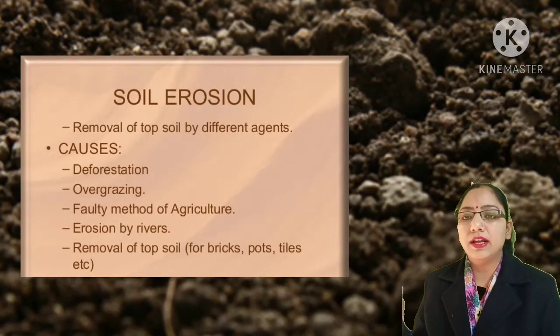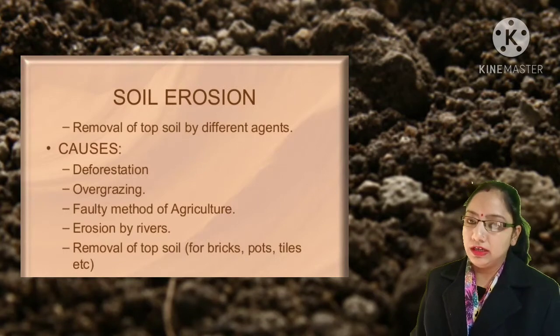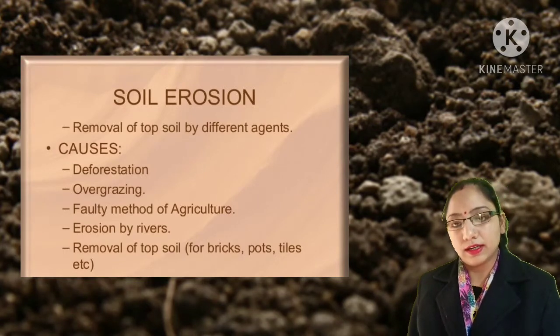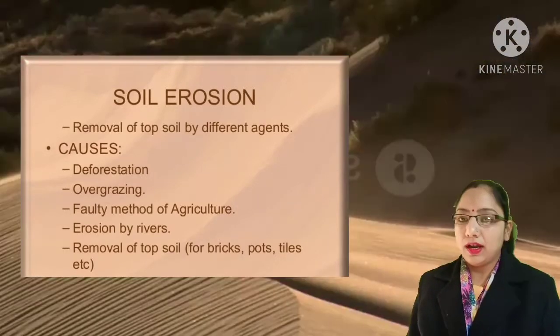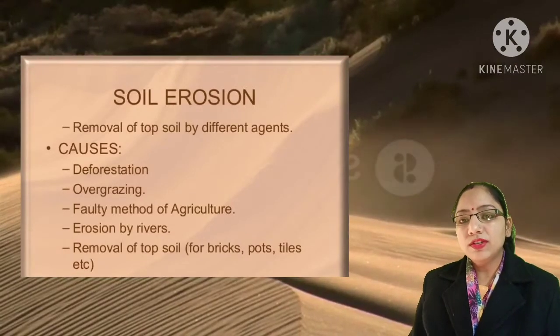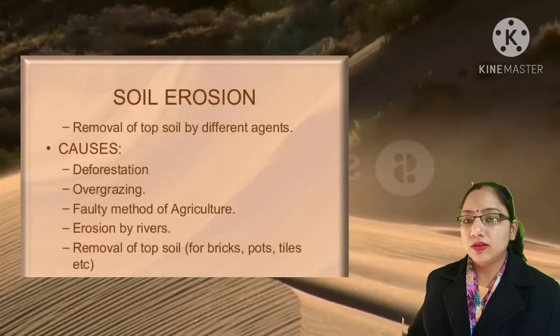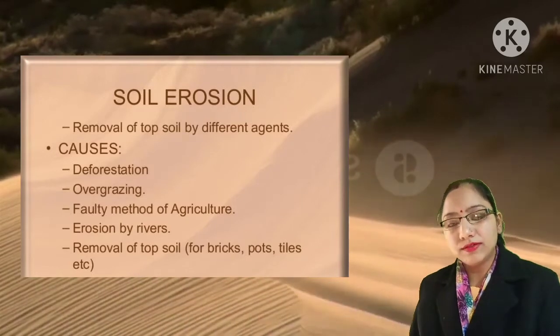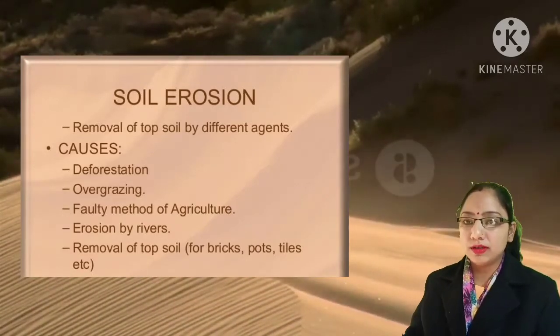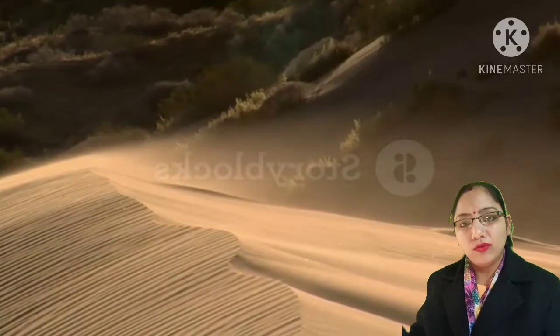Here we can say there are two major agents due to which soil erosion occurs. These are water and wind. The soil which is eroded by these agents is not only degrading in quality, but it is also forming some new kinds of landforms.